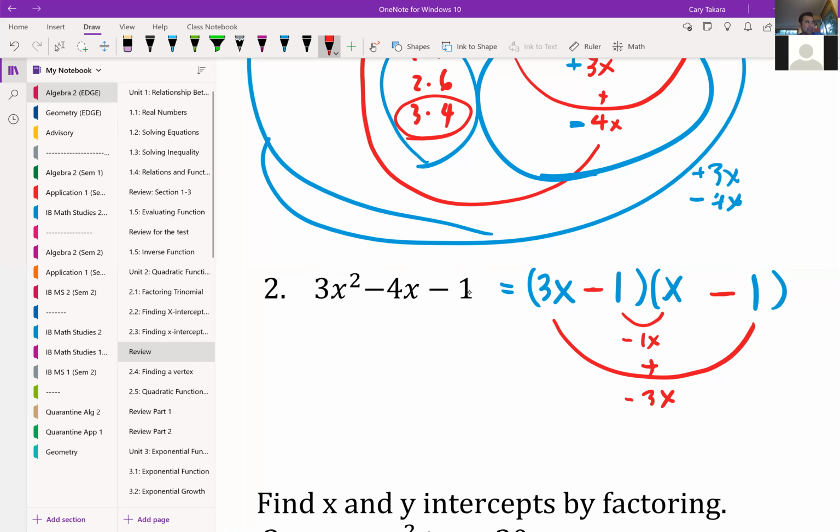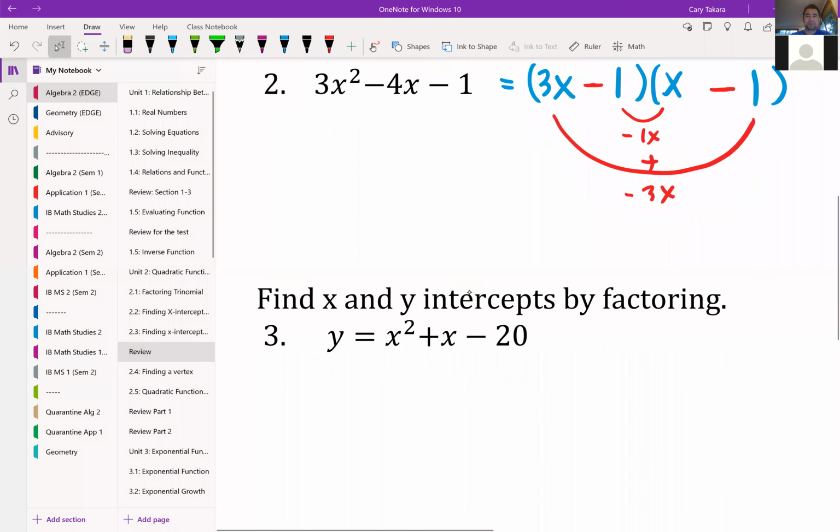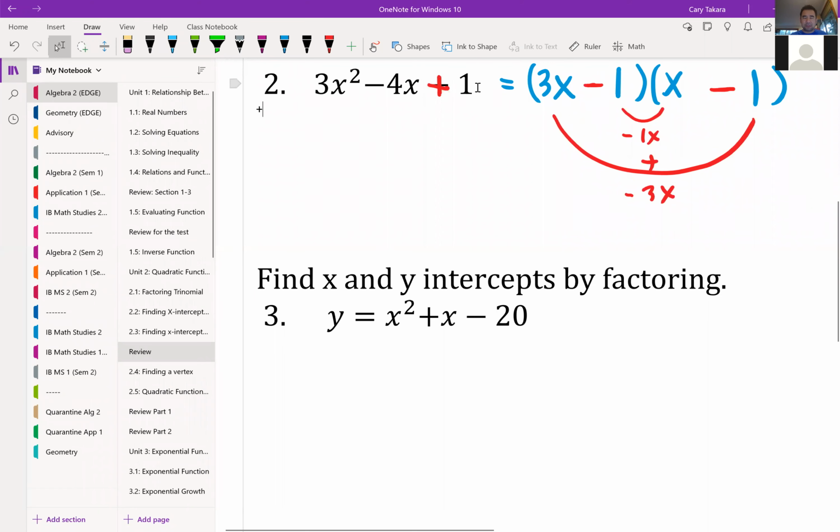Okay, that's it. Very good. Let's move on. Number 3. Yeah, so this should have been positive. I need to change that. Why can I not write it? Plus 1. Okay, now it's fixed.